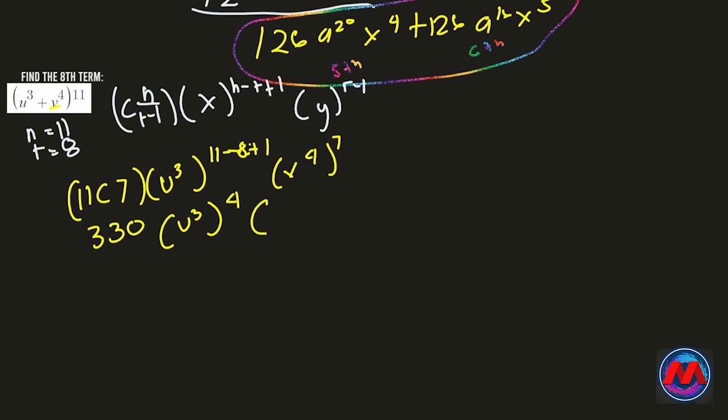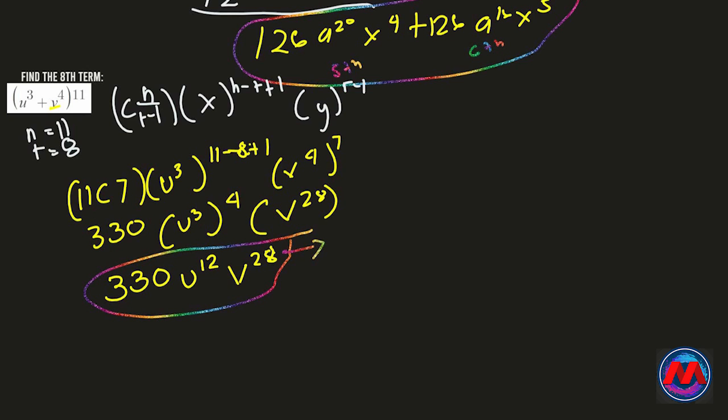Okay, that's quantity v raised to 4 times 7 is equals to 4 times 7 is 28. Okay, that's 28. V raised to 28. So, our final answer, so the 8th term is 330 u raised to 3 times 4 is 12. And v raised to 28. So, ito po ang ating final answer. So, this is the 8th term.